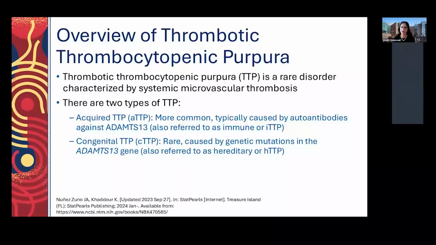We know that it's a rare disorder characterized by episodes of systemic microvascular thrombosis that present clinically as thrombocytopenia, along with microangiopathic hemolytic anemia and variable degrees of organ dysfunction related to that ischemic injury. Now, there are two types of TTP. The more common form is the acquired or autoimmune TTP, which is caused by autoantibodies against ADAMTS13. The minority is congenital TTP, which is quite rare and is caused by biallelic mutations in the ADAMTS13 gene. It's also referred to as hereditary TTP, or HTTP, and this is the subject of our discussion today.